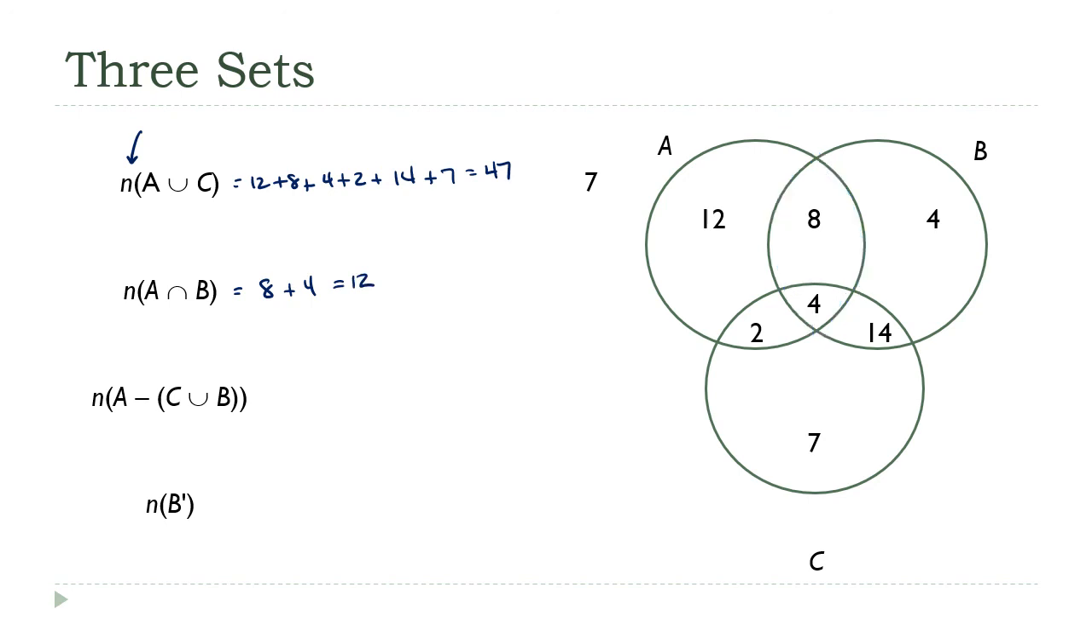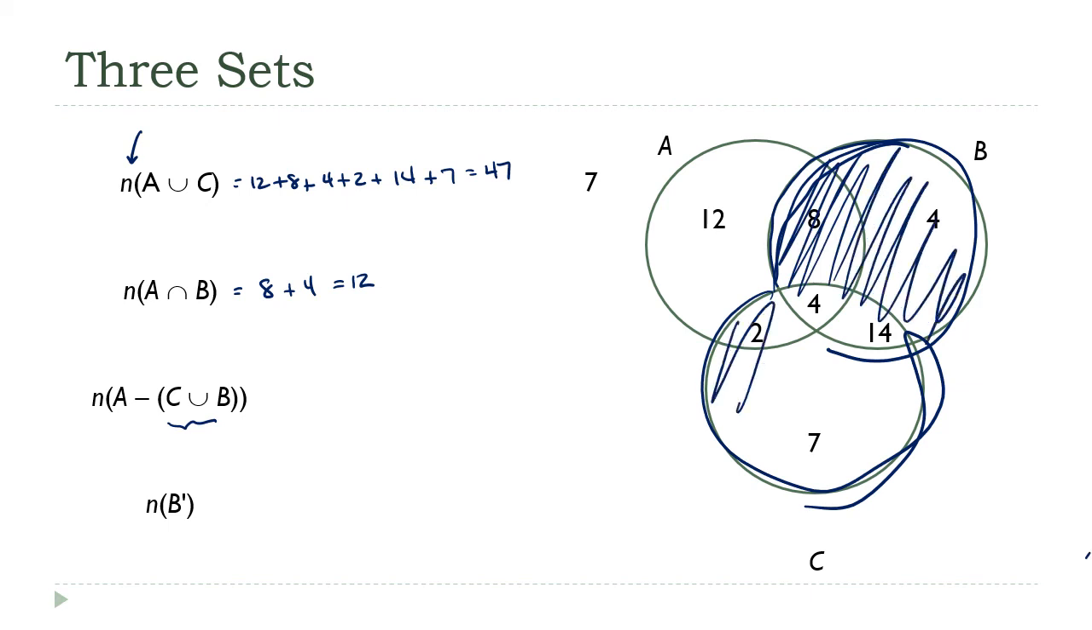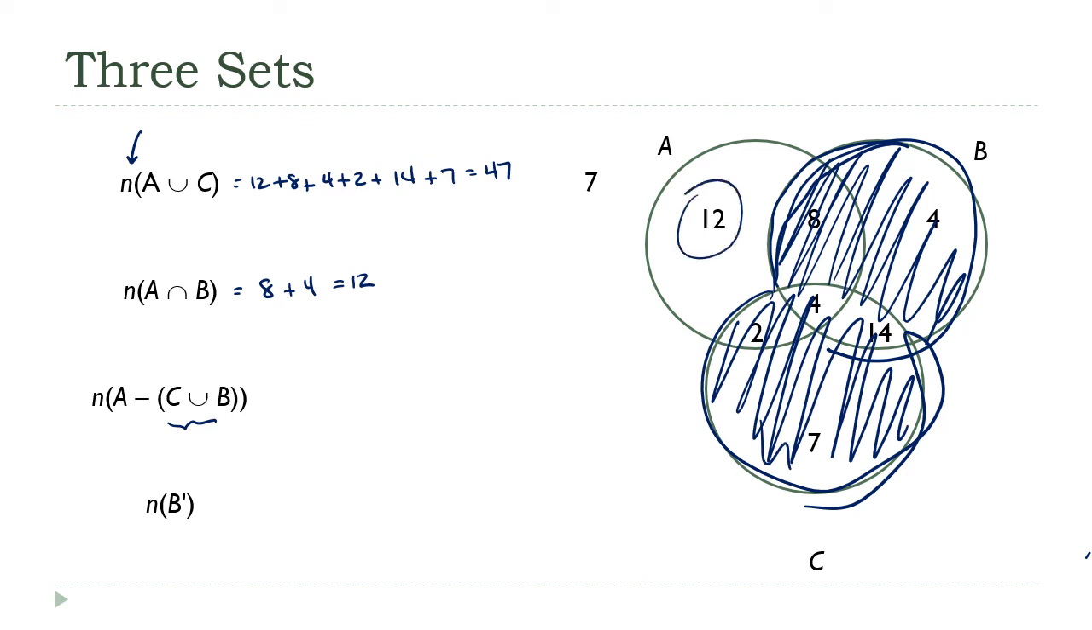Let's see. The union of C and B is everything in these two circles. And I want A minus that stuff. So this is the stuff that I don't want. So let me color that in. I don't want all of this stuff. All that's left is this piece. Right? It's just 12.